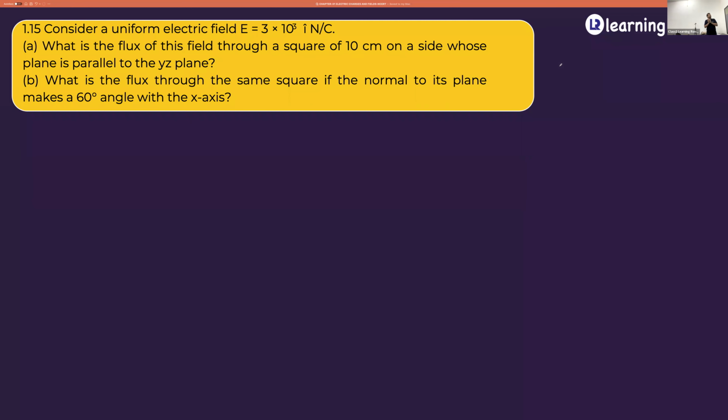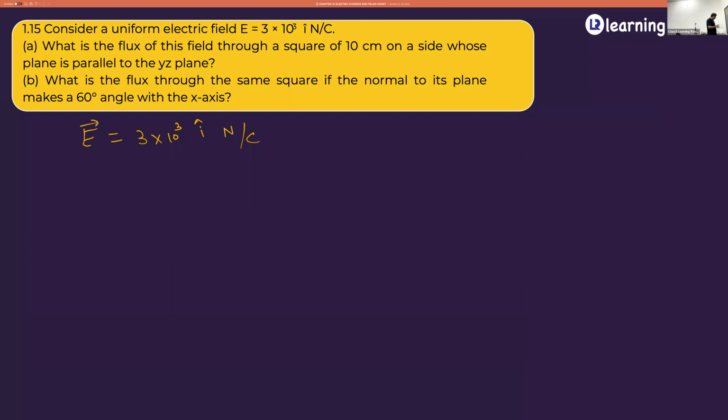Consider a uniform electric field E equal to 3 into 10 power 3 i cap Newton per Coulomb. So write this as E vector, right? What is the flux of this field through a square of side 10 centimeter on a side whose plane is parallel to the YZ plane?